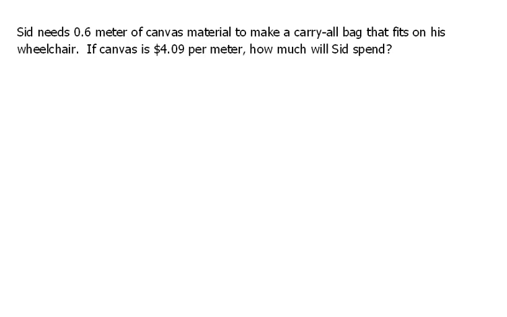Well, whenever we figure out how much this is going to be, if it's $4.09 per meter and we need 0.6 of a meter, we need to go ahead and multiply those in order to find out how much he has to spend. So we're going to multiply 4.09 times 0.6. And remember, we're going to ignore decimals and just multiply 409 times 6. So 6 times 9 would be 54. 6 times 0 would be 0, plus 5 would be 5. 6 times 4 would be 24.